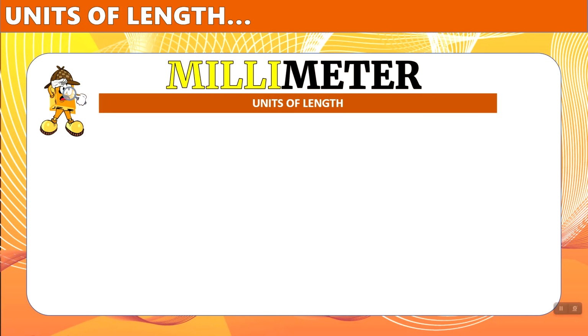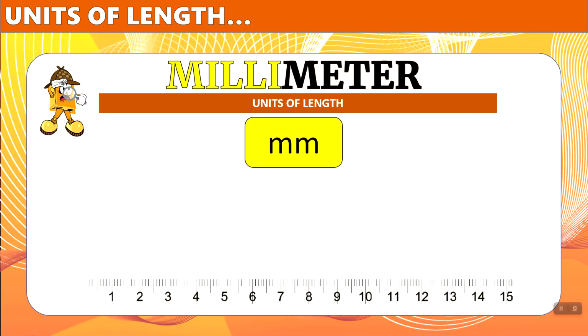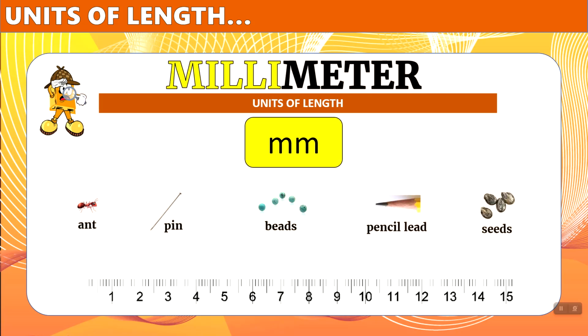And so let's look at each one. The millimeter, abbreviation mm. If this were a centimeter ruler, the distance between one of the very small lines and the line right next to it, that distance is a millimeter. You can see how small that is, how short of a distance that is. We use the millimeter to measure things like an ant, a pin, beads, a pencil lead, or seeds. These are very small items, and these are measured using millimeters.